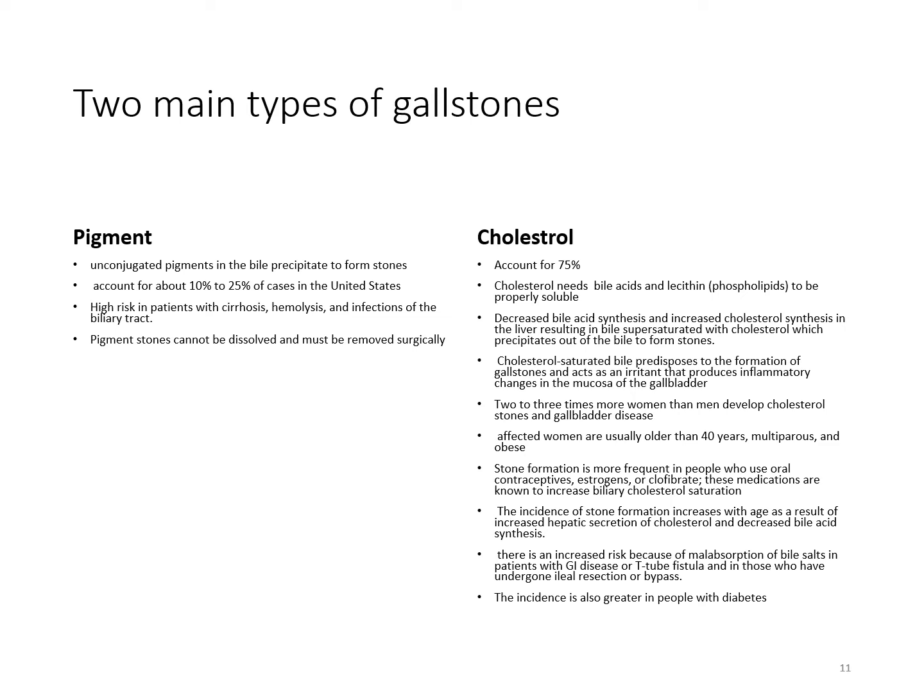So remember we talked about conjugation earlier, how things are supposed to get broken down, right? And then they get excreted like they should. So things are not getting broken down here under unconjugated. They're not getting separated like they should be. So this is the smaller amount of the stones, the ones that have to do with unconjugated pigments, and apparently it's only about 10% to 25% of cases in the United States.